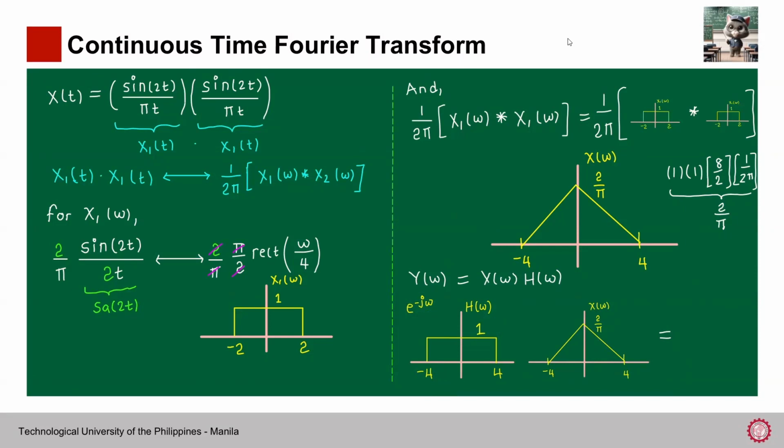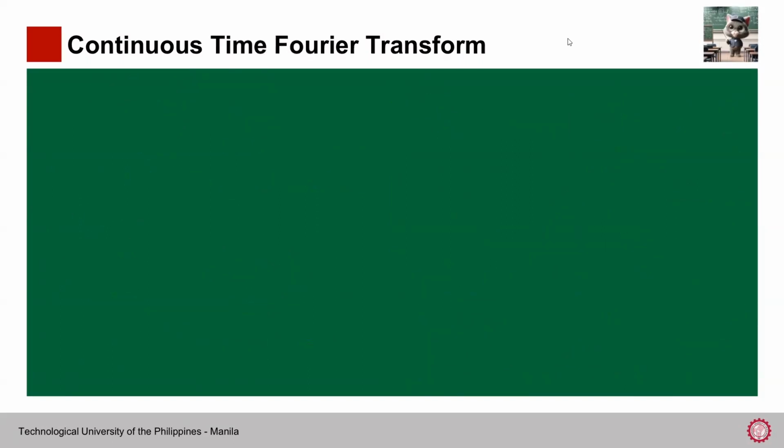Now, here comes e raised to negative j omega, na imumultiply mo sa kanya. So, in other words, guys, if you understand what I'm saying, this is simply equal sa X of omega. The result is simply equal sa X of omega e raised to negative j omega. So, here's the answer. Here's the answer. So, ano ang CTFT nun?